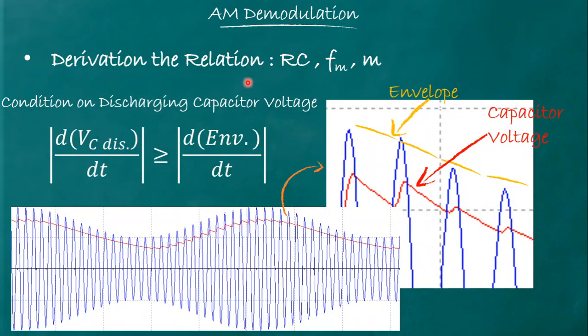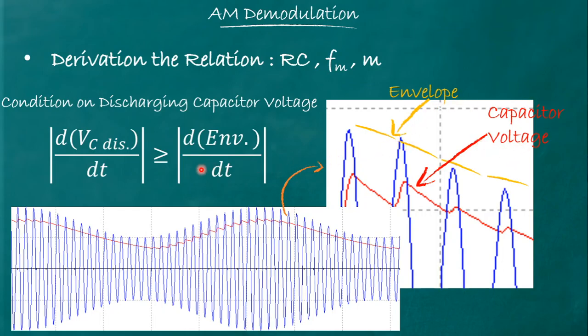So in deriving the relation between RC, fm and m, let us first observe this graph. In this graph, we already learned that if we connect the peaks of this AM signal with a dashed line, that imaginary dashed line is called the envelope. Here some part of this signal is shown, and the peaks are connected with the yellow dashed line. That is nothing but the envelope of the signal. And here the red signal is nothing but the capacitor voltage.